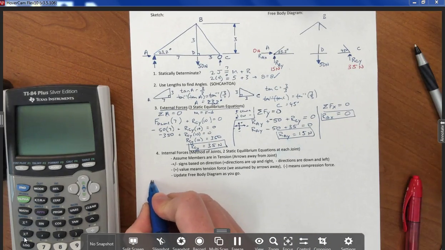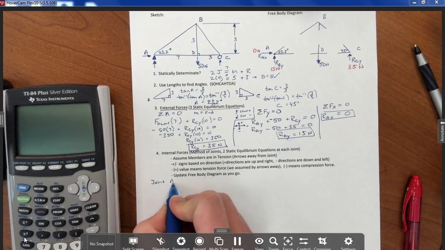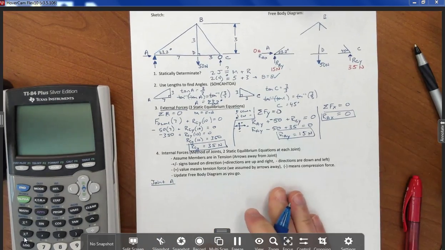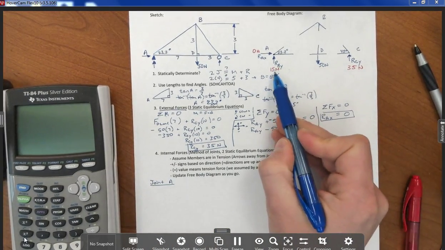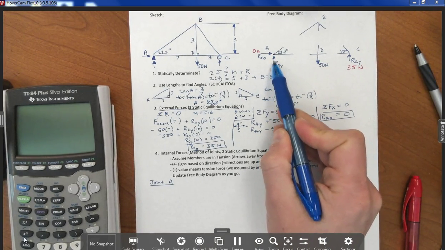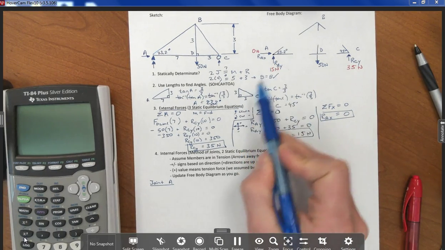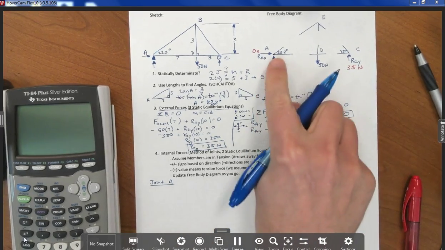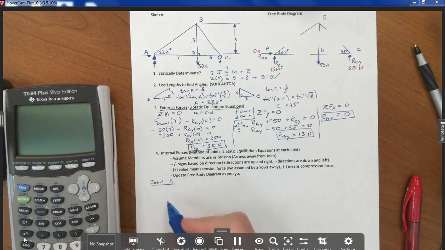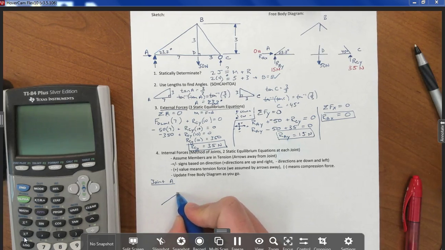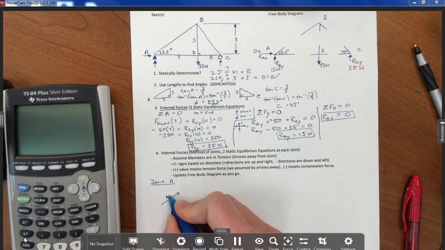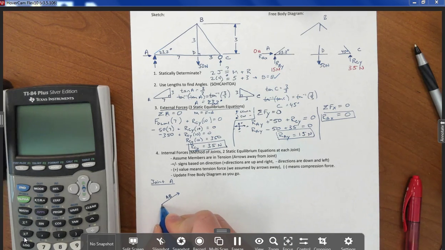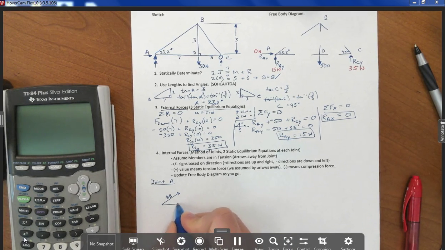So the first joint we are going to analyze is joint A. Joint A is a pretty good one because I have a reaction force in the y direction and a reaction force in the x direction that are both known. Okay, so I'm going to draw this free body diagram, just that joint alone. So we've got a member AB. We have a member at A going to D.